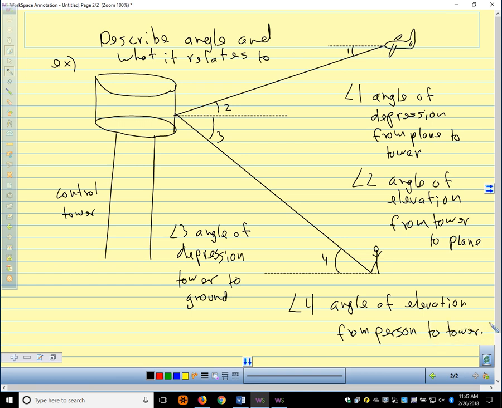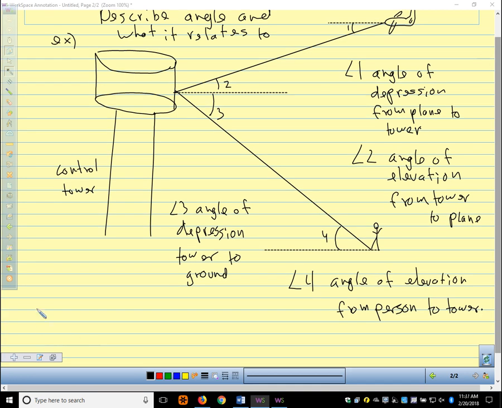So you'll get problems that are described using that terminology. The angle of elevation from a person on the ground to the control tower is 55 degrees. Find such and such. And we'll set up a couple of those in just a second. All right, I'm going to give you another piece of information. Horizontal lines are parallel.